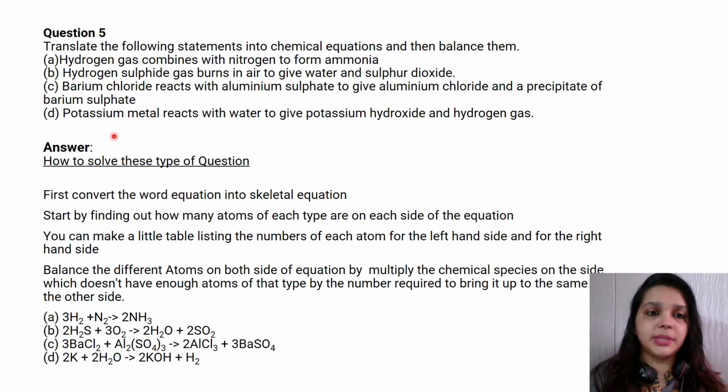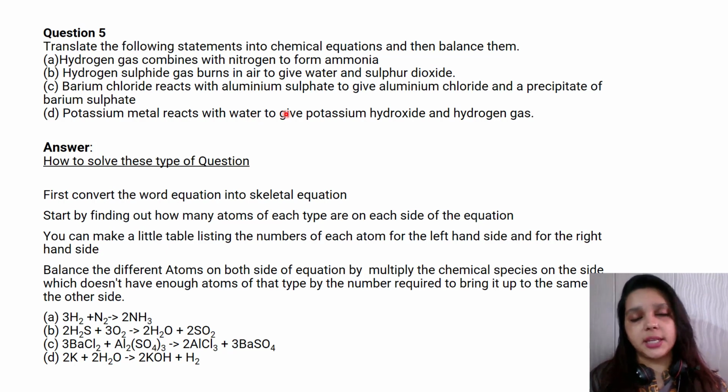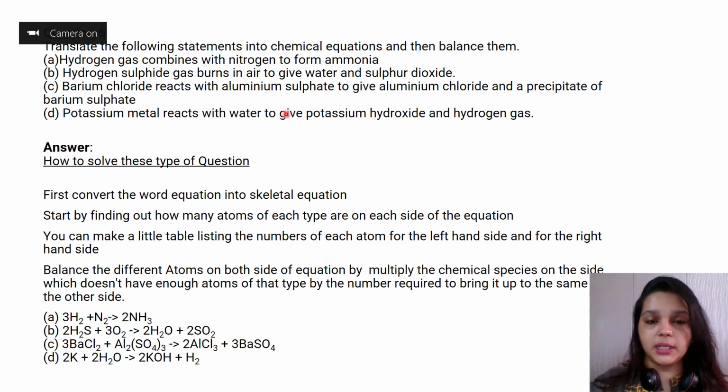And lastly, potassium metal reacts with water to give potassium hydroxide and hydrogen gas. Potassium metal K, a simple reactant, with water H2O will give us potassium hydroxide KOH and hydrogen gas H2. You can show an arrow there as well. Alright.